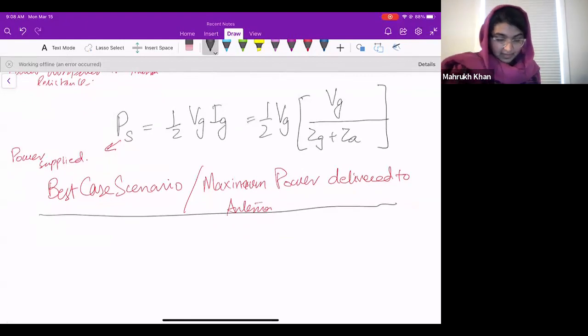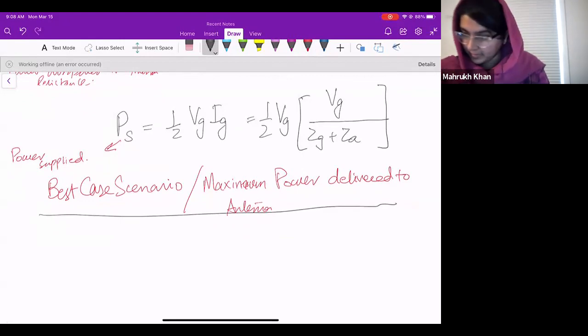And the best case scenario occurs when there is a conjugate matching.